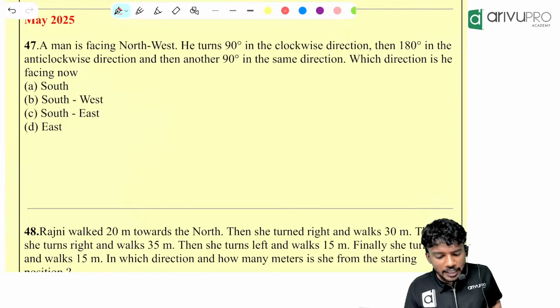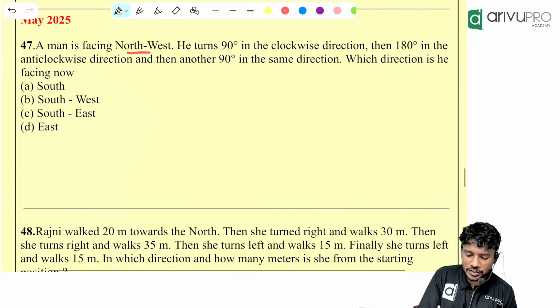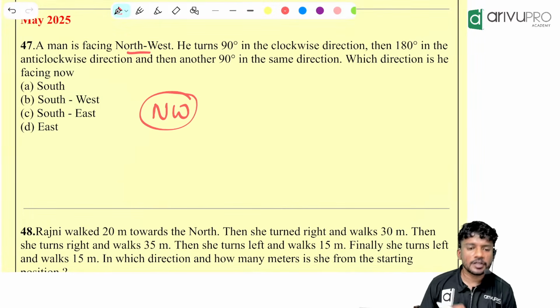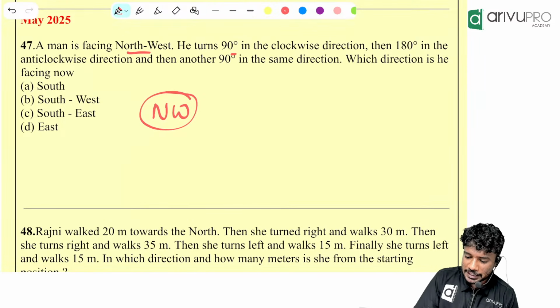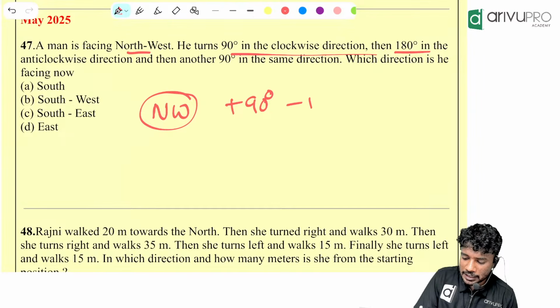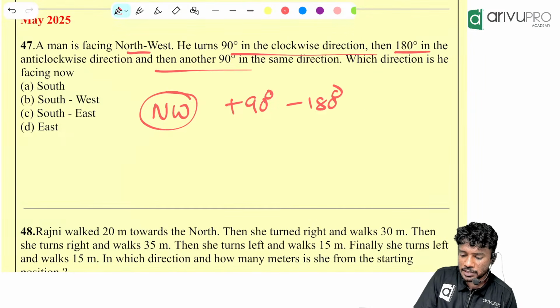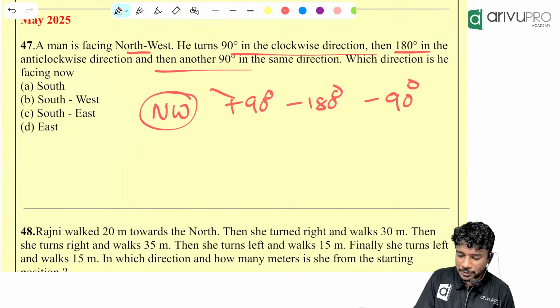Look here. A man is facing northwest. So the initial direction is what, people? Northwest. He turns 90 degrees clockwise, plus 90 degrees. Then 180 degrees anti-clockwise, minus 180 degrees. Then 90 degrees in the same direction. Same direction means anti-clockwise itself, minus 90 degrees. People, plus 90 minus 90 cancel.